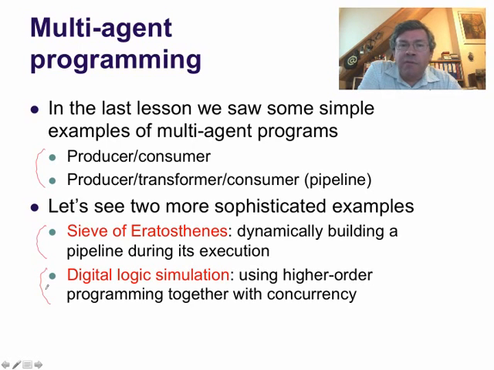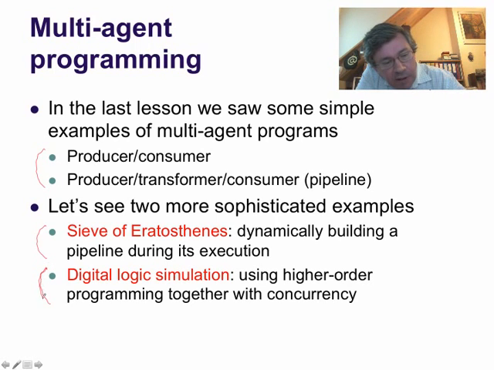The first one is the sieve of Eratosthenes. And the interesting part about this example is that we're going to dynamically build a pipeline during execution. So we're going to add agents and we're going to build the length of the pipeline we need adaptively, exactly according to the need that we see during execution. And this is perfectly reasonable in the deterministic data flow paradigm, so it works very well.